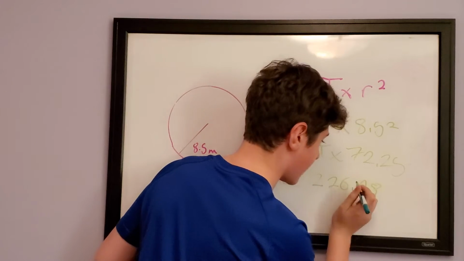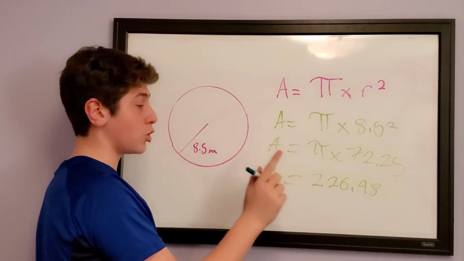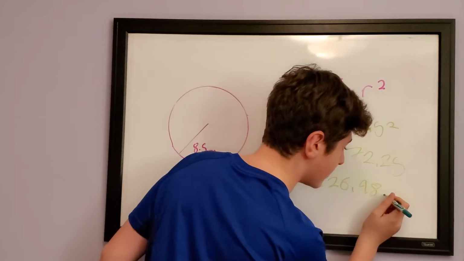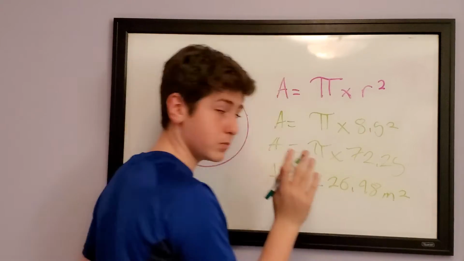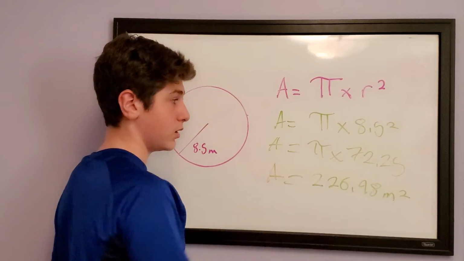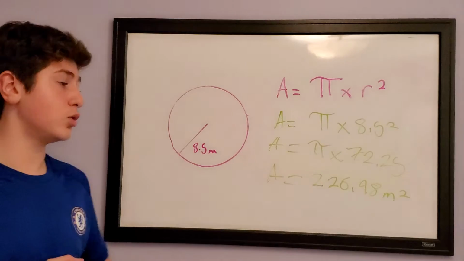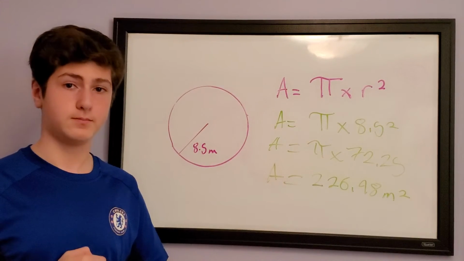So nonetheless, you would get an answer of 226.98. This is rounded to 2 decimal places only. Also, don't forget your units of measurement. So 226.98 meters squared. We're dealing with area here, so you always have to put the squared. So the area of our circle is 226.98 meters squared.